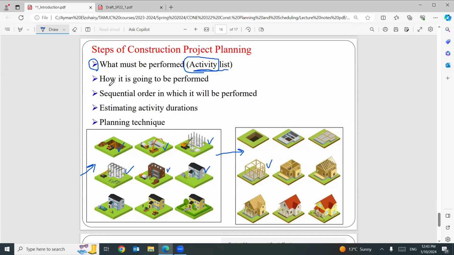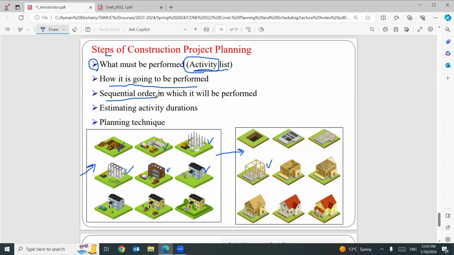Then we have to consider how it is going to be performed. So how will you excavate this soil? Using an excavator or using hand excavation or what? You need to determine this. This is part of the steps for construction project planning.